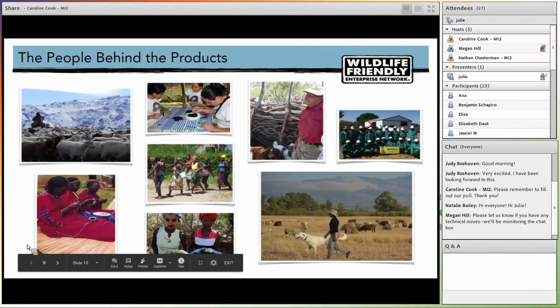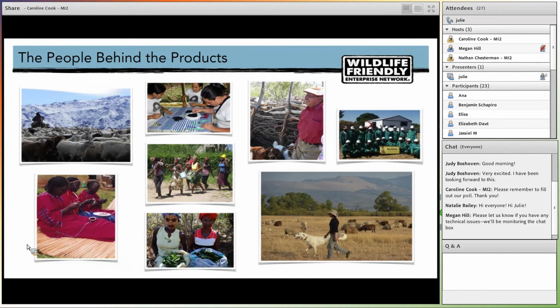I know I don't have to point this out to this audience, but the people behind the products are just as important as the wildlife because, of course, they hold the future of wildlife in their hands and are taking all the risks by living near wildlife. They're also making the important natural resource decisions every day, which is impacting habitat and wildlife as well as their future living in that landscape.